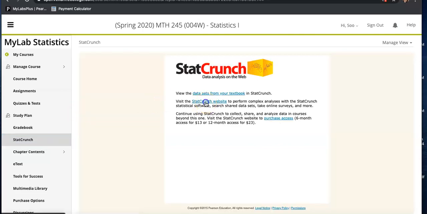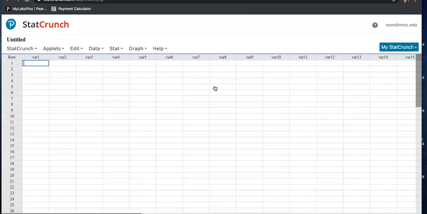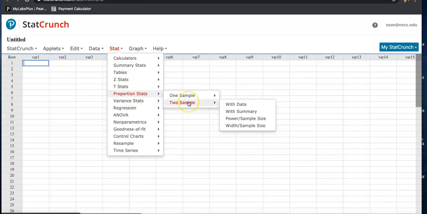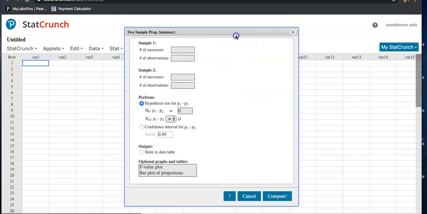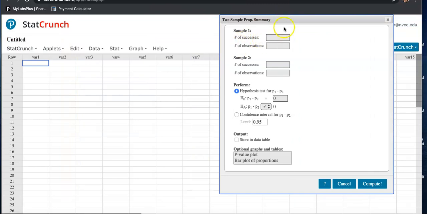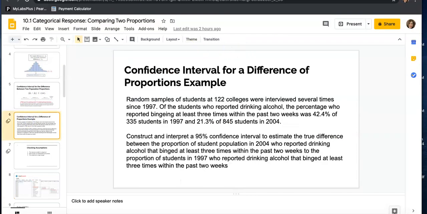But let me go to StatCrunch and open up Stat, Proportion Stats, Two Sample, and click on With Summary. Now we were given some summaries, right? Now, the wording's terrible, guys. Think about it. The number of successes, right? And in our example, what were we talking about? Number of people who binge drink, right?